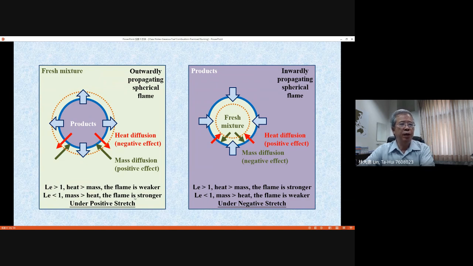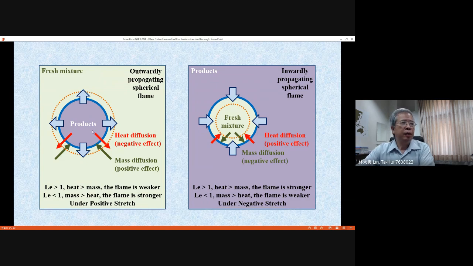The flame should be stronger as you try to increase your flame stretch. That means that when you have a propagating spherical flame, for the case of Lewis number bigger than one, the flame will become weaker and weaker and weaker. But for Lewis number smaller than one, then the propagating spherical flame will become stronger and stronger as it propagates to the surrounding, to the fresh premixture. You may think in the opposite way.